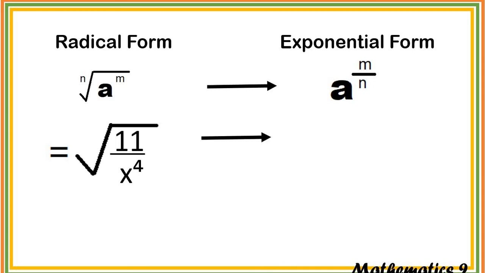Okay, next is, we have square root of 11 over x raised to 4. So, dito sa ating example, naka-square root tayo. Pero kung mapapansin nyo, walang 2 sa labas. Bakit? Okay, so hindi na siya isinusulat. Automatic na kapag walang nakasulat doon o wala kayong nakikita, square root ang tawag doon.